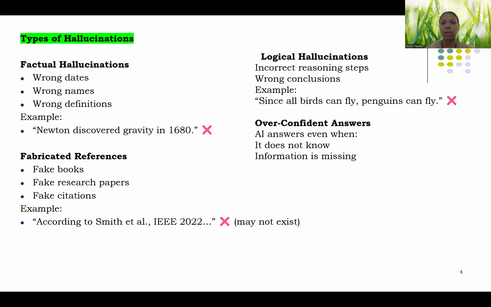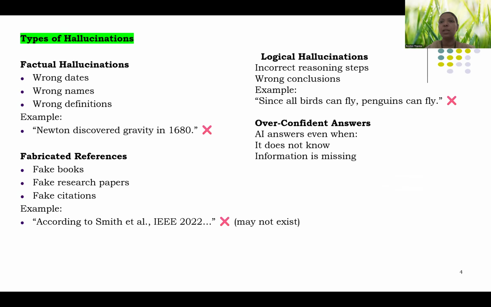But if you actually go and check whether this book is available, sometimes it may not be available. So that is a fabricated reference. The reference itself will give a link, but sometimes it may not be available. If you click the link and go there, it may show a 404 error or something like that. So that is called a fabricated reference.